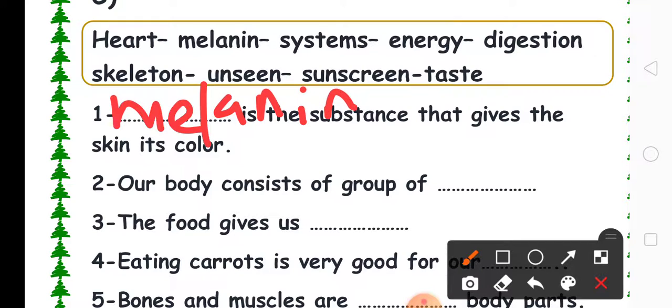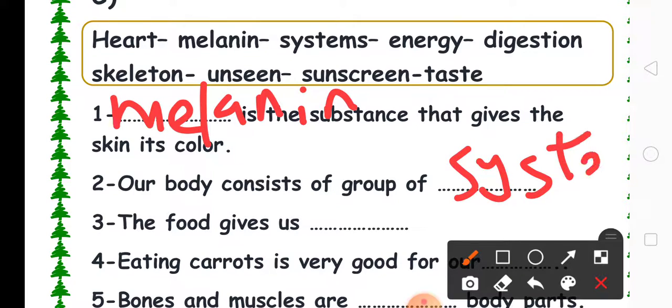Melanin is a substance that gives the skin its color. Number 2, our body consists of a group of... Yes, our body consists of a group of systems. Like what, junior 3? Like the digestive system, respiratory system, circulatory system. So our body consists of a group of systems.